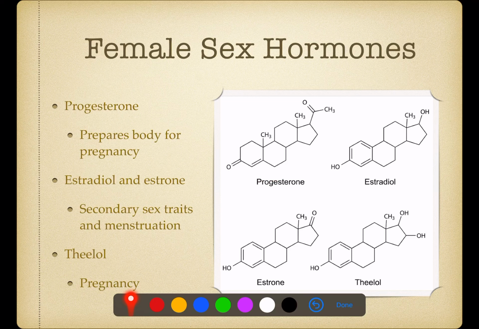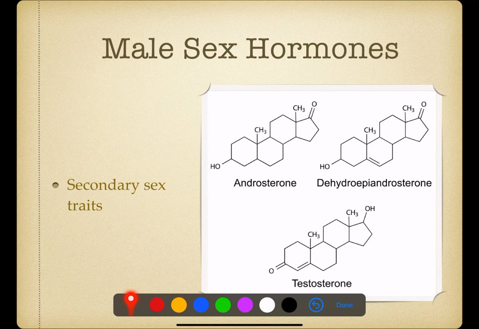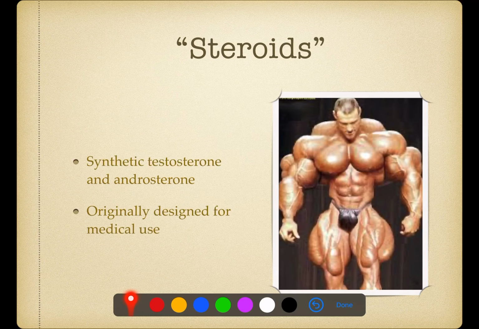We have the estrogens, estradiol and estrone. These are responsible for our secondary sex characteristics and also for regulating menstruation. And then we have estriol, which is a lesser known female sex hormone that's synthesized during pregnancy. Our male sex hormones, these are all secondary sex characteristics: androsterone, testosterone, and then this one with a huge name, dehydroepiandrosterone. All that they do for males is just contribute to the secondary sex characteristics.